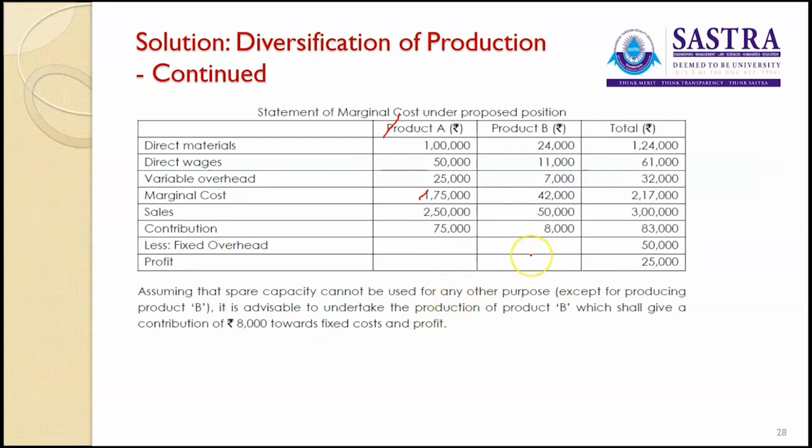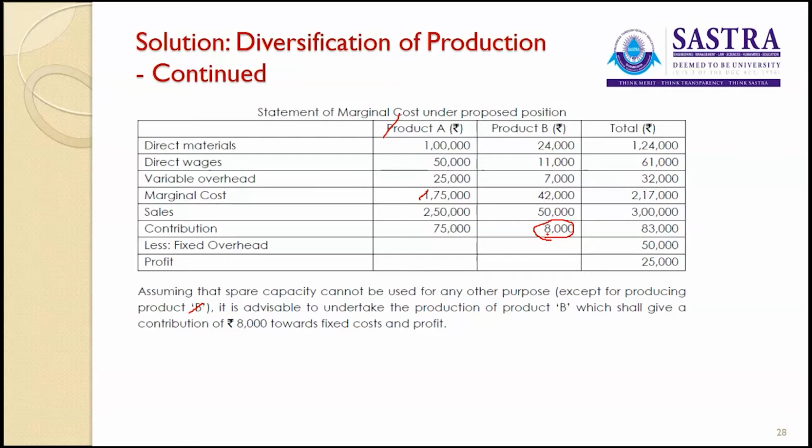So assuming that the spare capacity cannot be used for any other purpose except for producing B, product B can be produced with the capacity available. It is advisable to undertake the production of product B. It shall give a contribution of 8,000 rupees towards your fixed cost and profit. So utilizing the spare capacity for B is advisable.